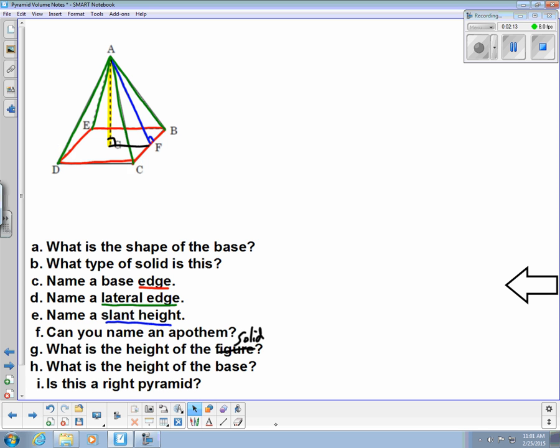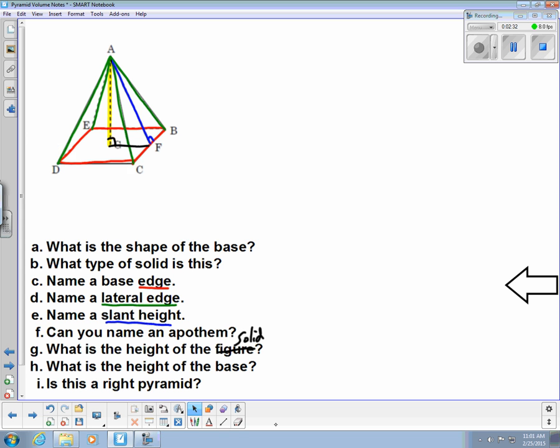And then, do we have a height of a base? Now, this base here is a square, so we don't really have a height in a square, but if we had some other kind of base, say a parallelogram or something like that, then we could do it. We could find the height of a base. If we had a trapezoidal pyramid, those are kind of unusual pyramids.